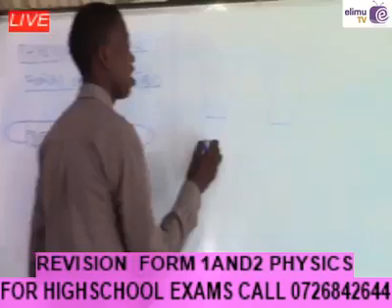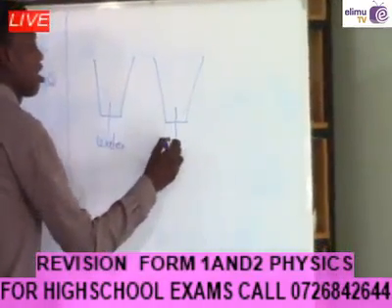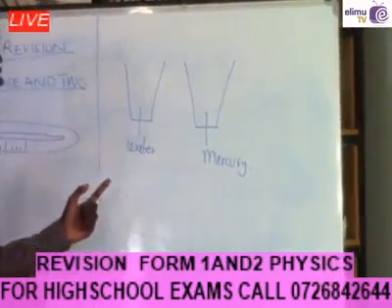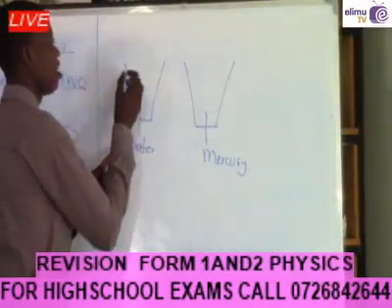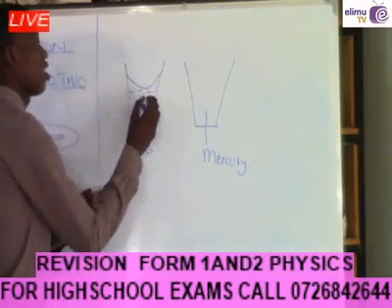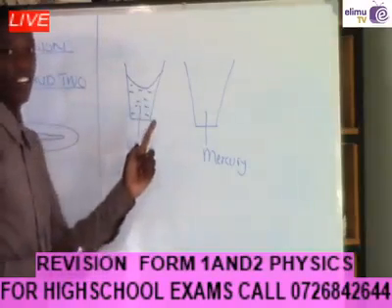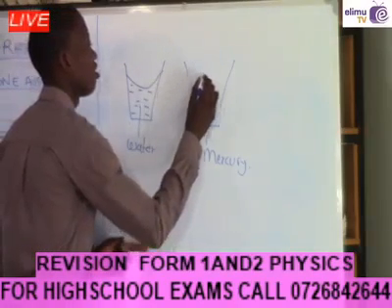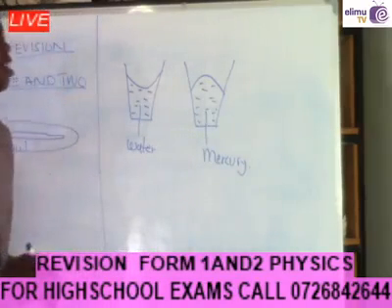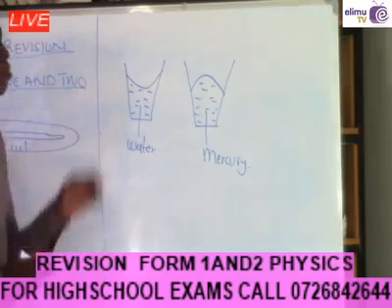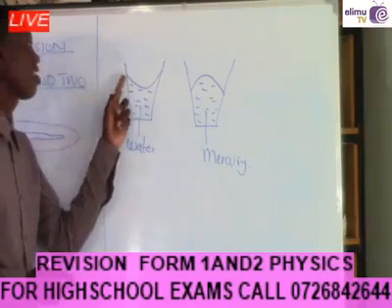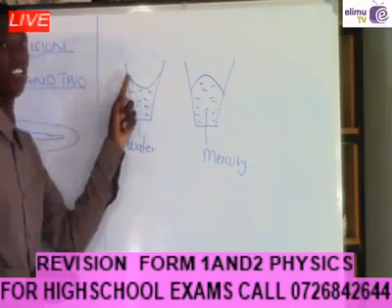In the first glass, I put water. In the second glass, I put mercury. So these are two types of liquid. When we put water at this point, it appears to take that shape. When I fill the second glass with mercury, it appears to take that shape. Looking at the observation, you can see that water tries to rise and it's getting attracted to the walls of the glass.